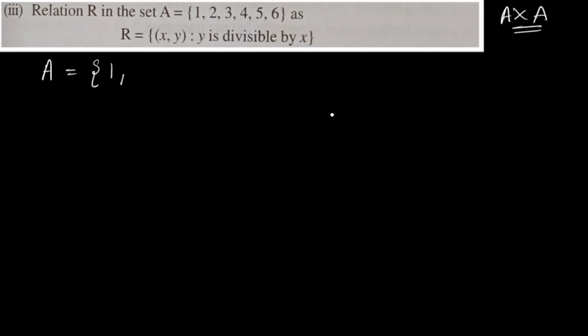From there only, because we have already done what a relation is. A relation is a subset of ordered pairs. So what is first of all set A? 1, 2, 3, 4, 5, 6. Now the relation is given to us: R equals (x, y) such that y is divisible by x.